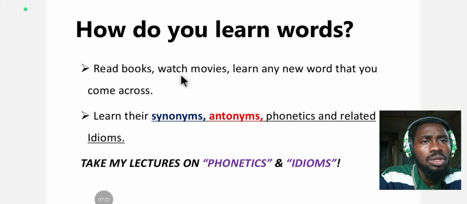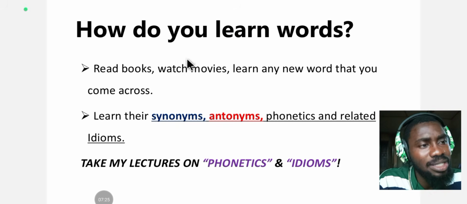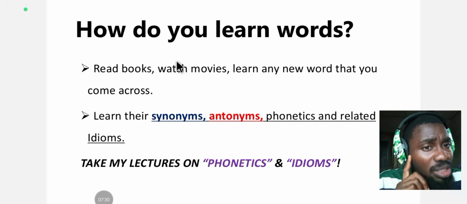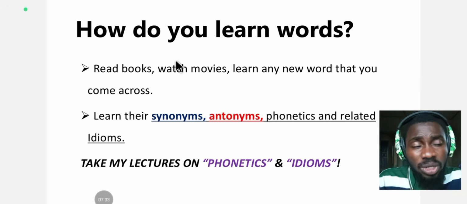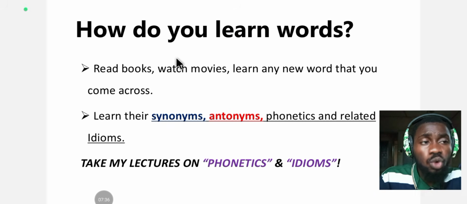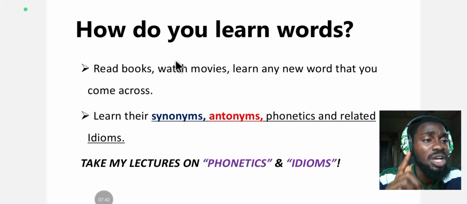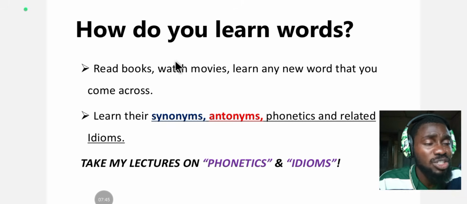Read books. Watch movies. This is another way that will help you learn words. Any word you hear in the movies you are watching, or any word you see when you are reading a book, just quickly go to Google and search that word. Go to your dictionary, or head straight to AI, or whatever place you want to search the word in. Search the word there and learn the meaning.